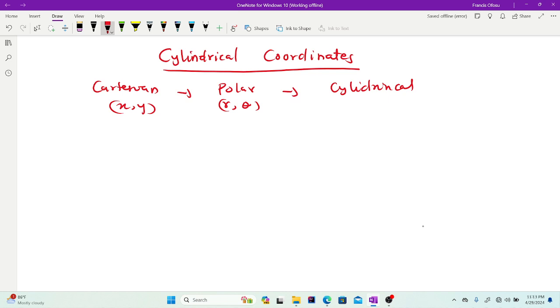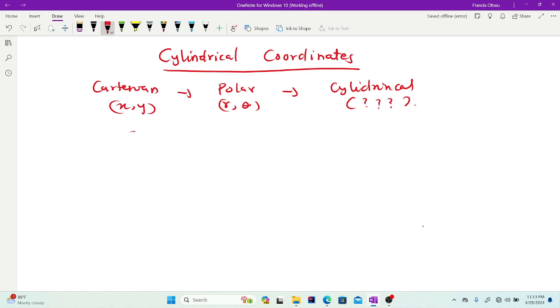So here, let's anticipate the parameters. We've moved from Cartesian to polar to cylindrical. By the end of this video, you should be able to convert our coordinates from cylindrical to Cartesian, then from Cartesian to polar, then polar to any other. Okay, so now let's get into what we have for cylindrical.